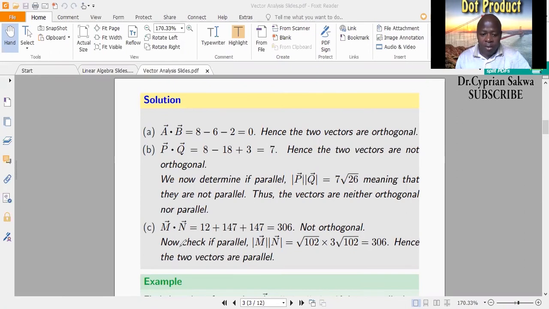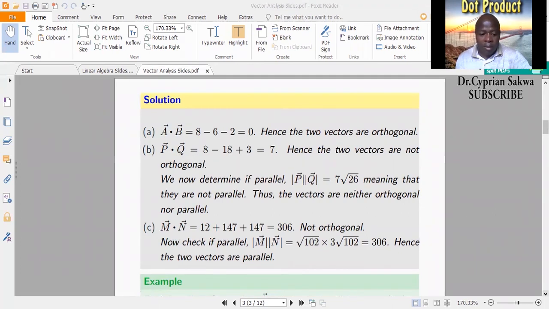So now I also computed their magnitude and found that the magnitude of m was this and that of n would be this. So the two together gives me 3 or 6. And since this equals the product of their magnitude, it means these two vectors are parallel. In fact, they point in the same direction.